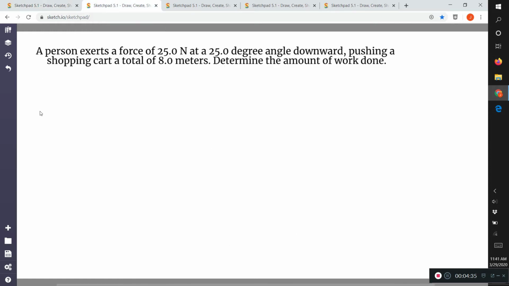So here's an example. A person exerts a 25.0 Newton force at a 25.0 degree angle downward, pushing a shopping cart a total of 8.0 meters. Determine the amount of work done. Let's do a quick sketch. So a person exerts a force of 25.0 Newton force at a 25-degree angle downward.